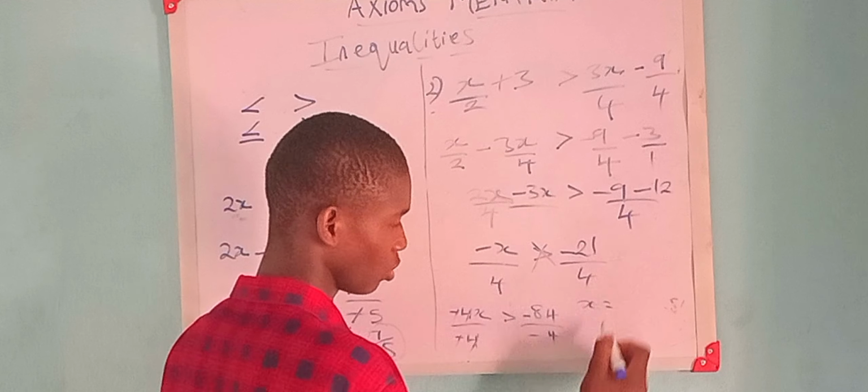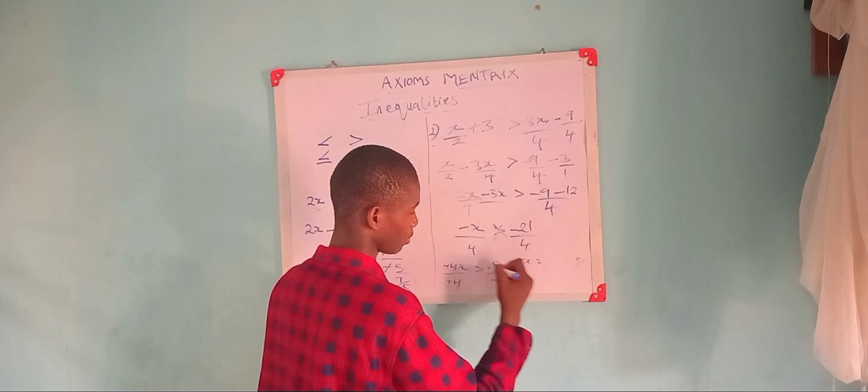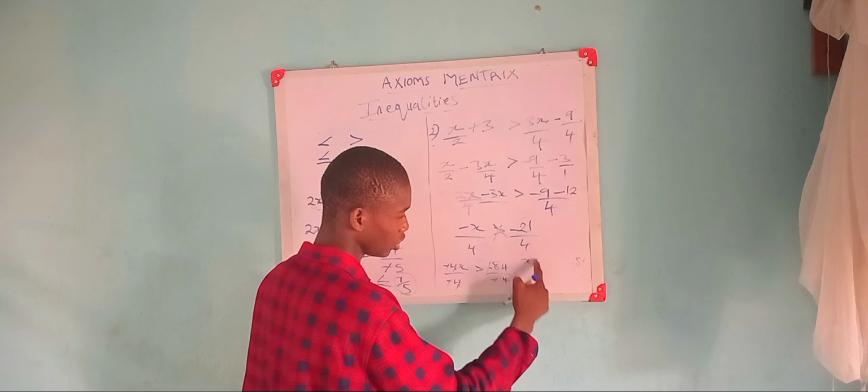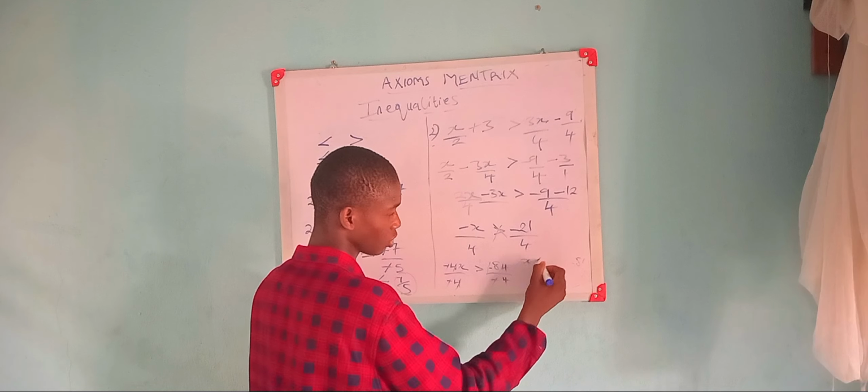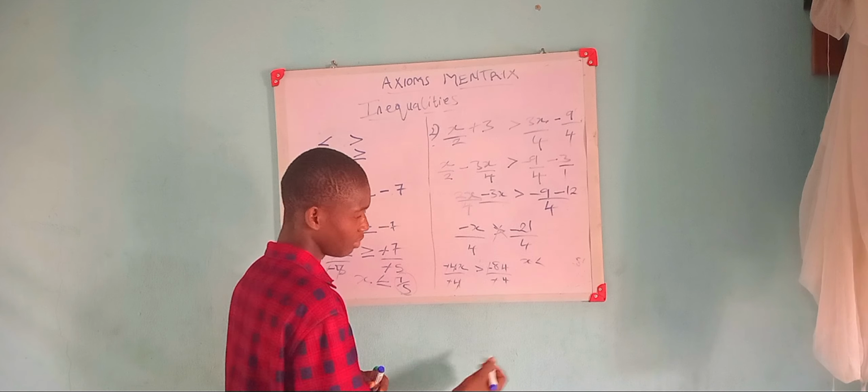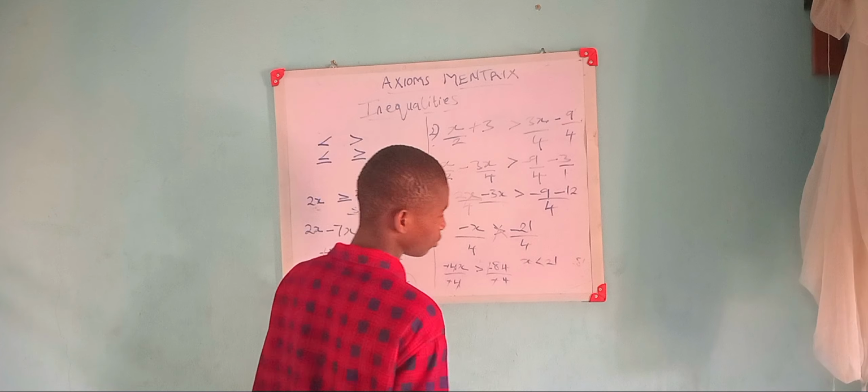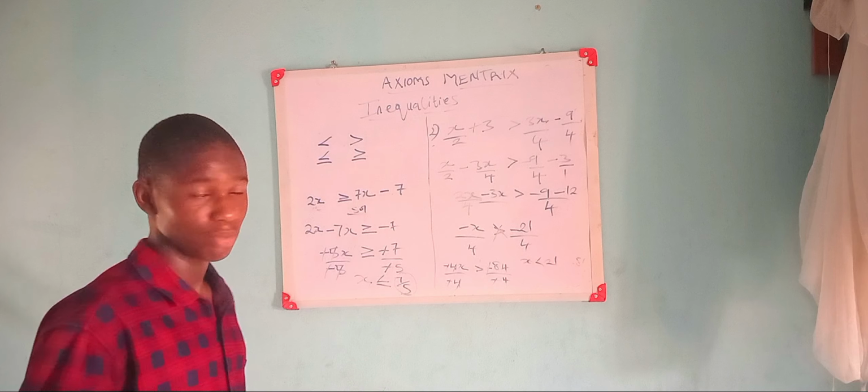X is going to be equals to, this cancels this, then I'm going to be changing the sign to the opposite direction. So it's going to be like this, and we are going to be having 21. So this is the final answer pertaining to this question.